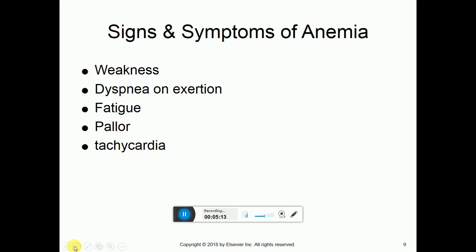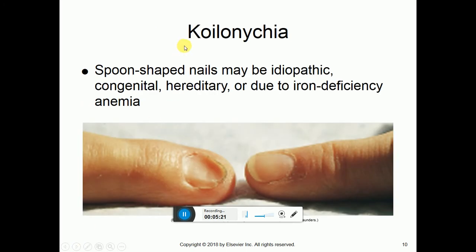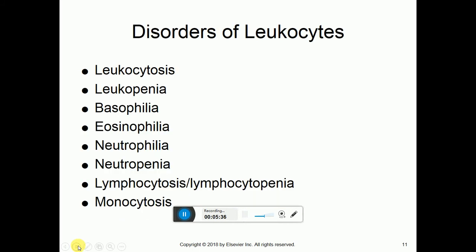Signs and symptoms of anemia are weakness, dyspnea on exertion, fatigue, pallor, and tachycardia. Those are some common signs. You also can see the fingernail here. It's the spoon-shaped nails that may be idiopathic, congenital, hereditary, or due to iron deficiency anemia. You can tell a lot about someone's system in regards to their fingers and nail beds.